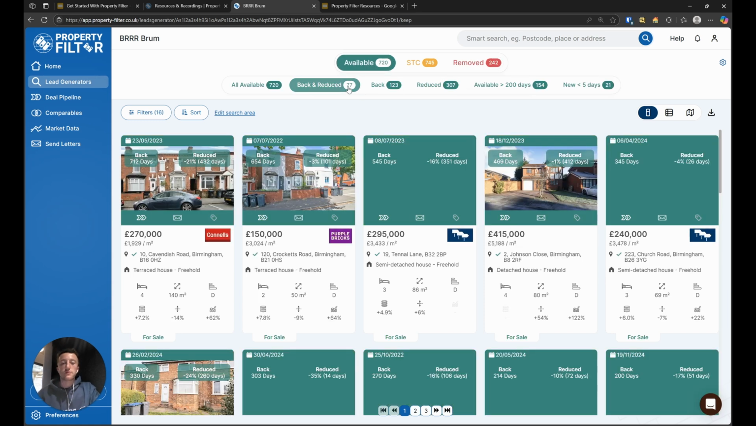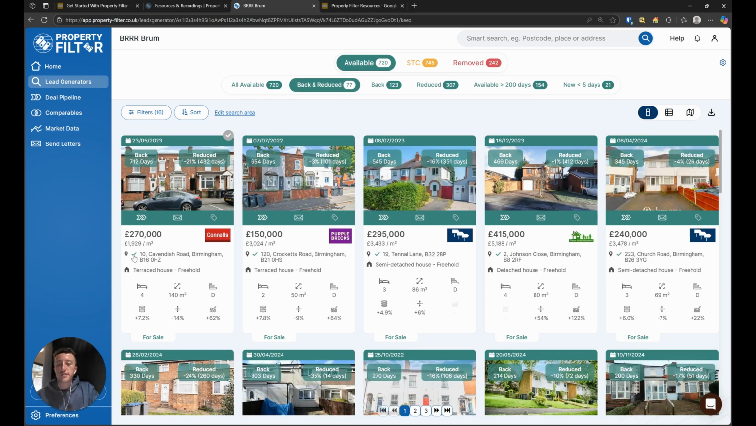So that is that. I'm just going to go back into available and show you around here. The green tick that we can see next to the address indicates that we've got the full address of the property. We've got the full address for about 80% of the properties on Property Filter.